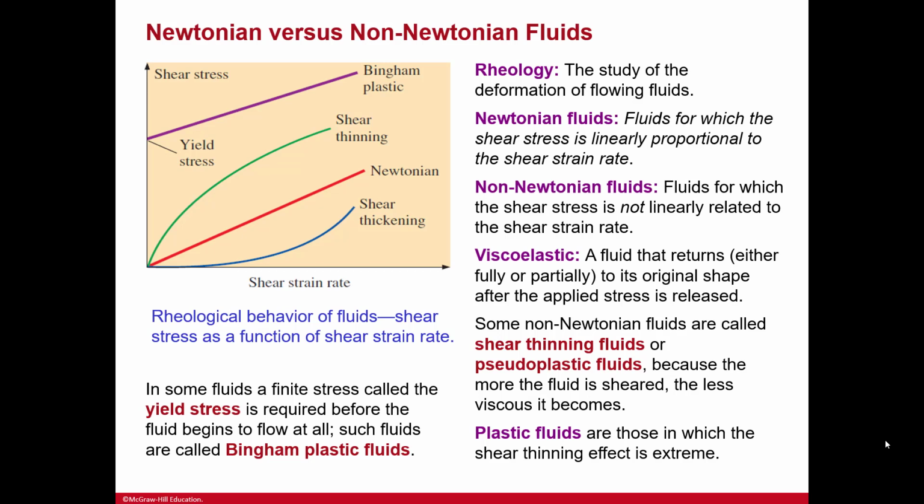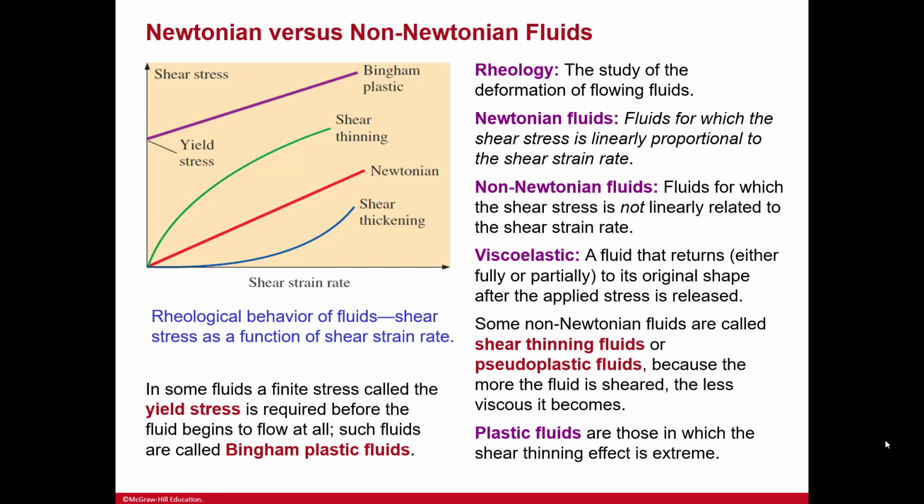Viscoelastic, a fluid that returns either fully or partially to its original shape after its applied stress is released. So you can think of a rubber band, right? So it's either going to return after you've pulled it, either fully or partially, really close to its original shape. Of course, the example of the rubber band is dependent on that you did not pull it beyond its elastic period and it fails.